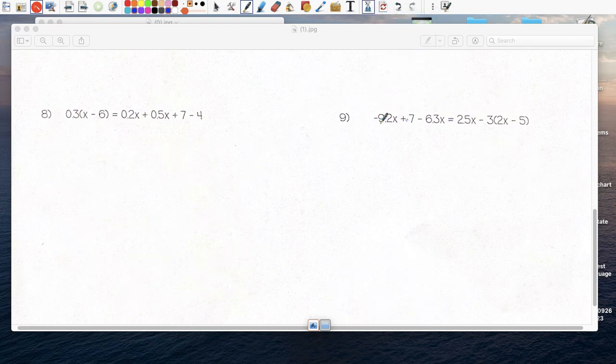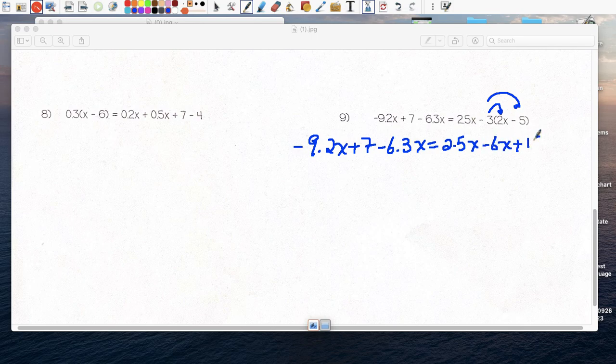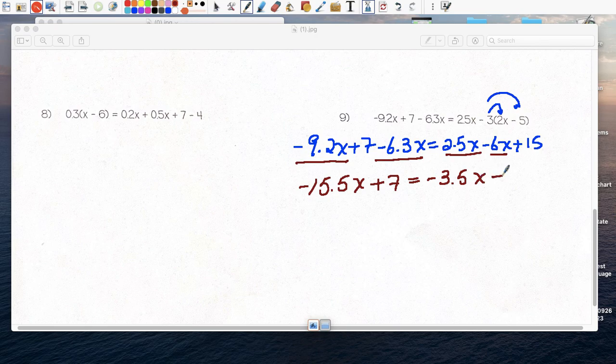Okay. We have distributive properties. So let's take care of that. 7 minus 6.3x equals 2.5x. Distributive property happens here and here. We get minus 6x plus 15. Are you okay? All right. So can we combine like terms? We can. Okay. So I'm going to combine this guy with this guy. So that's going to give me negative 15.5x plus 7. On this side, I'm going to combine these two guys, and I'm going to get negative 3.5x plus 15.